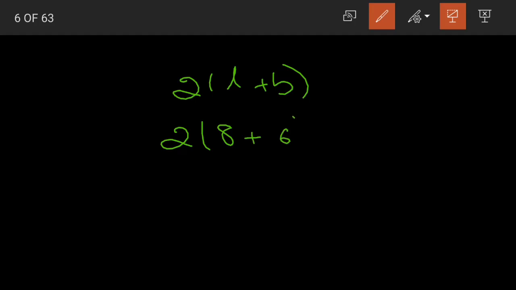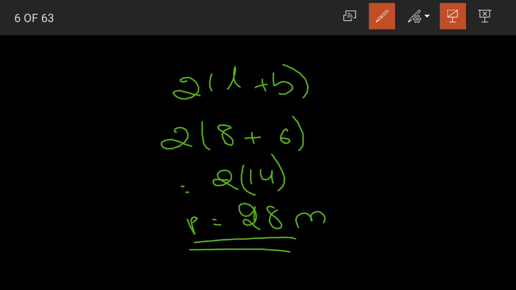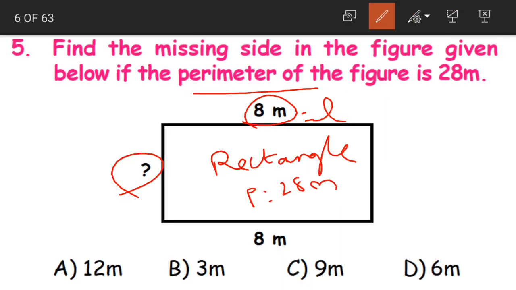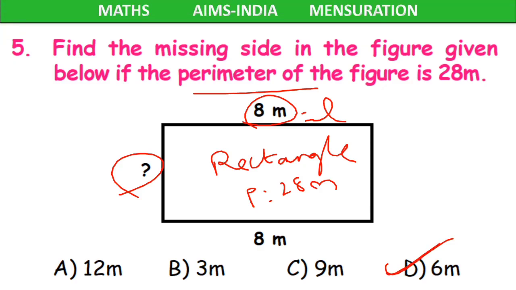If you want, you can cross check your answer. What did we get? Length was already given, 8. Now we got breadth as 6 meters. So 2 into (8 plus 6), 14. 2 into 14 is equal to 28 meters. This is the perimeter that was given in the question. Now by using 6 as the breadth, we got the correct perimeter. So that means our answer is correct. Option D, 6 meters, is the length of the missing side here.